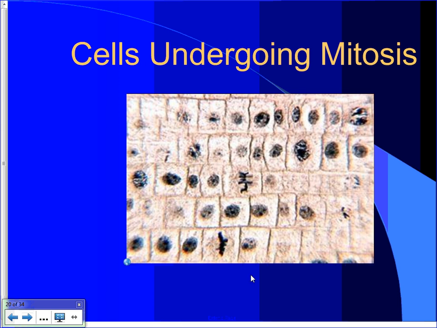This is an image of an onion root, and you can see that there are several cells where mitosis is taking place. There's a nice metaphase one there and there. You can see some prophases occurring.